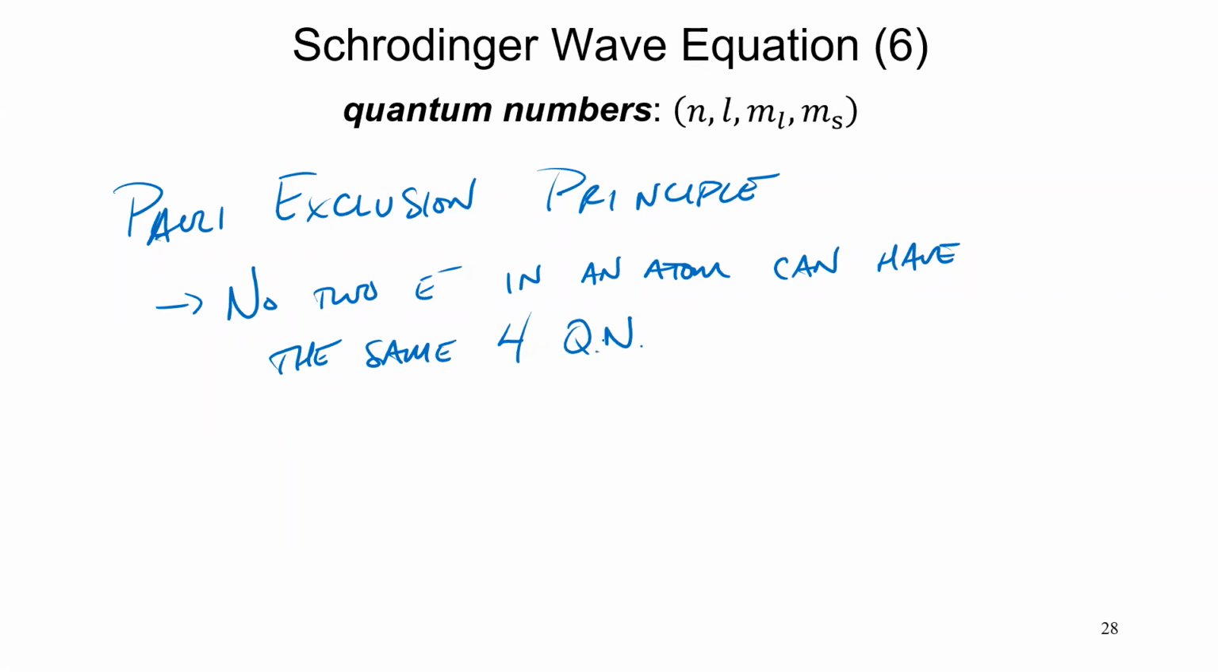Remember, we equated this a little bit to seats in an arena, right? N might tell you which bowl you're in. Are you close to the field, or are you far up in the nosebleed seats? Then L might be your section number, so you're in section 104. M sub L gives you your row, so you're in row G, and then M sub S gives you your seat. So you're in seat plus a half, right?